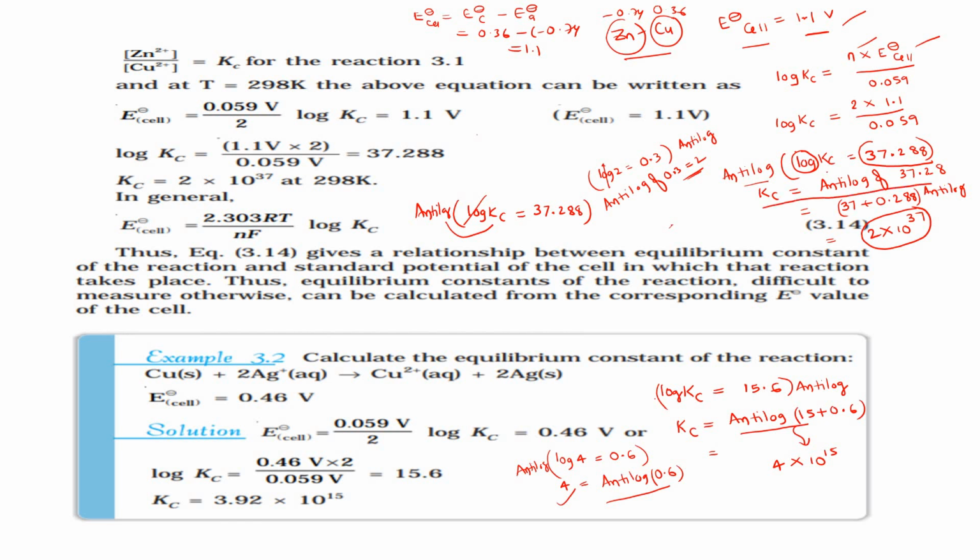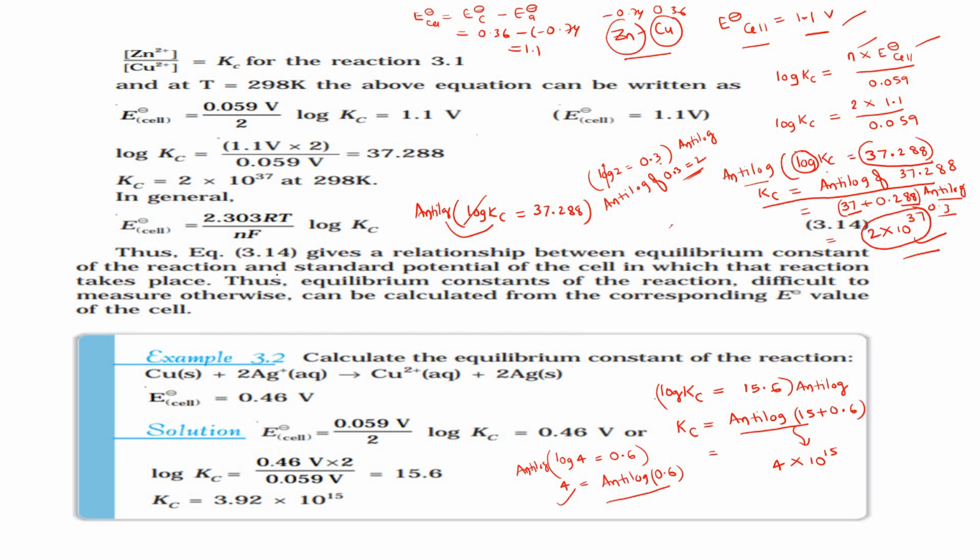Anti-log of 37.288. Now 37.288 I can write as 37 plus 0.288. Anti-log of 37 equals 10 to the power of 37. Now what about 0.288? You see, log 2 equals 0.3. Take the anti-log, the log cancels, and anti-log of 0.3 is equal to 2. Roughly, the anti-log of 0.288 is near 0.3 only, so that is the reason you take 2.